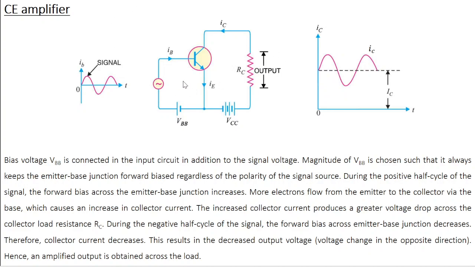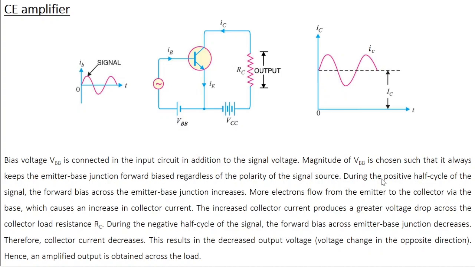So if you look at the input side, in addition to the input signal, you have the bias voltage VBB, and you need to choose the magnitude of VBB in such a way that the emitter base junction is always forward biased regardless of the polarity of the input signal. Because if VBB is not there, what happens during the negative half cycle of the input signal, the emitter base junction is going to get reverse biased, and that will be against the transistor action. So you need to choose the value of VBB carefully.